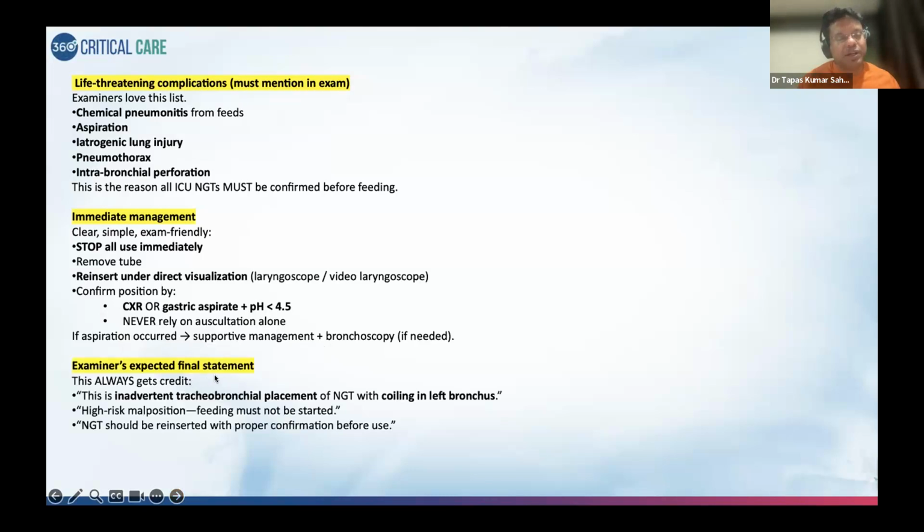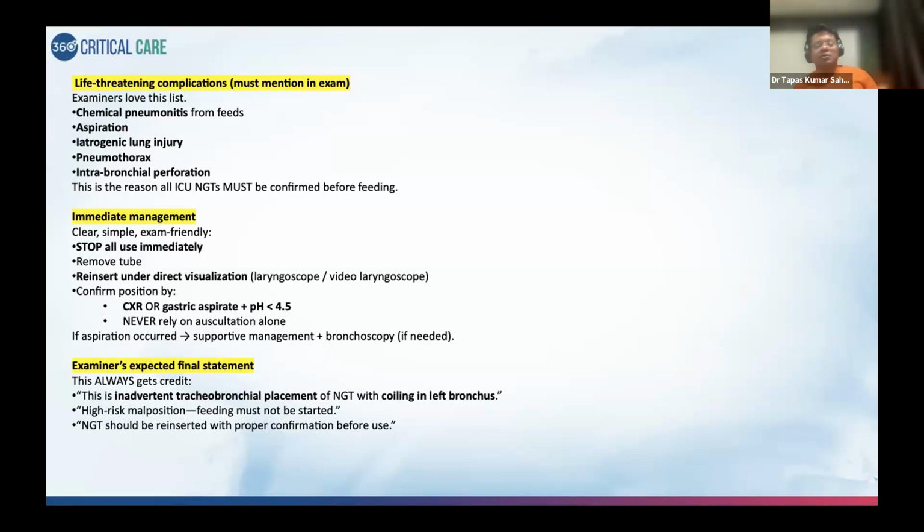Now, the examiner's expected final statement, where you should always get credit: this is an inadvertent tracheobronchial placement of the NG tube with coiling in the left main bronchus, and we must not start the feeding, and the nasogastric tube should be reinserted with proper confirmation before use.